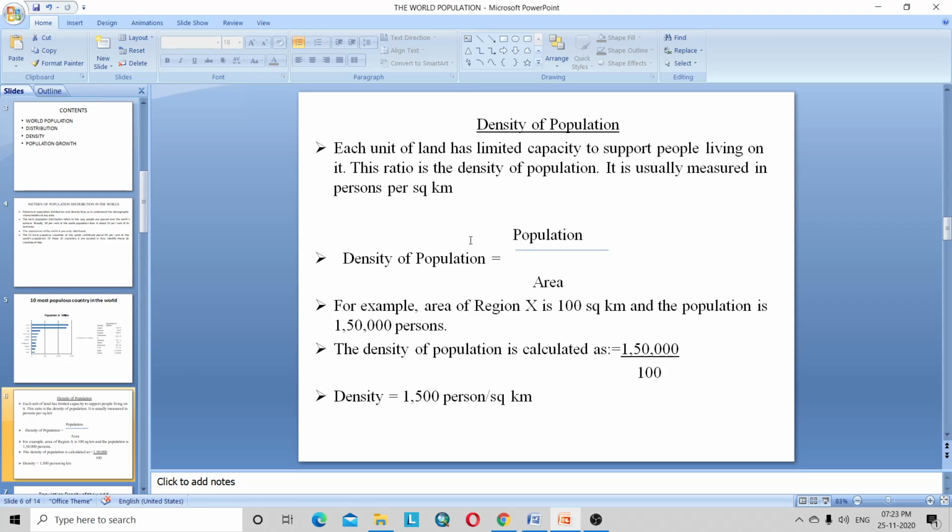Now we'll talk about the density of population. Each unit of land has limited capacity to support living on it. So how is density of population calculated? It is the total population divided by area. For example, a region X having 100 square kilometers and a population of 1,50,000 persons, the density of population will be 1,500 persons per square kilometer. That means in that area, each square kilometer has 1,500 persons.